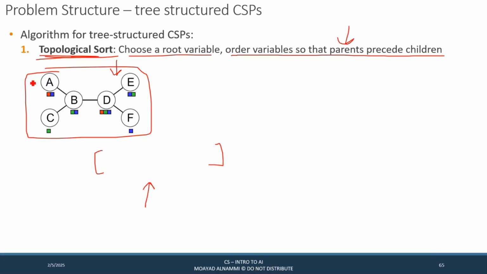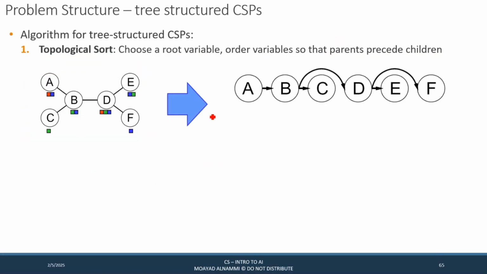So one topological sort for this tree-structured CSP is as follows: A, then B, then C, then D, then E, then F. And I want to say that, given a tree-structured graph, finding the topological sort is also going to be linear in the size of the graph. This is easy to do. So this is a topological sort for this graph.